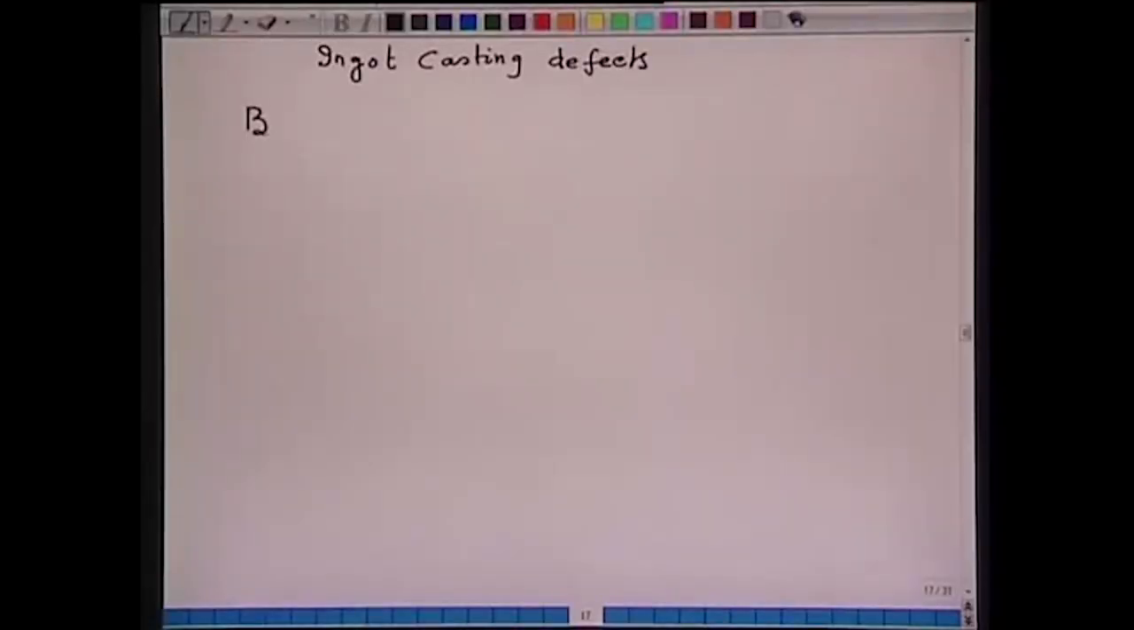We continue our discussion from the last lecture, where we were discussing the casting defects introduced during ingot casting. Now, another defect which is very prominent, for example, blowholes. Blowholes are entrapment of gas bubbles in a solid ingot.